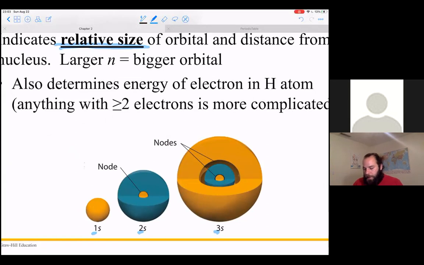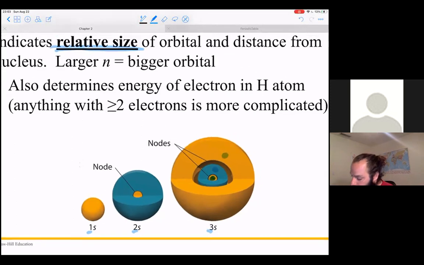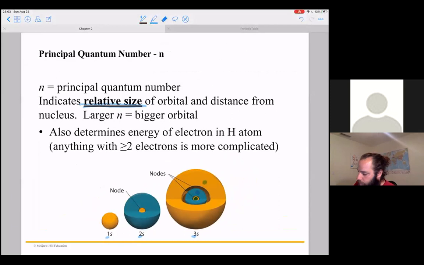You'll note that as we get bigger and bigger, we have more of what are called nodes. It's a little bit beyond what we need to know for this class, but basically these are these magical regions that electrons can't be in. So an electron can be in this region, this region, and this region, but somehow gets between them without crossing through the middle there. It's one of these magical properties of the quantum mechanical world. Let's not worry too much about that, okay? So anyway, that's this principal quantum number. We've already been dealing with that.